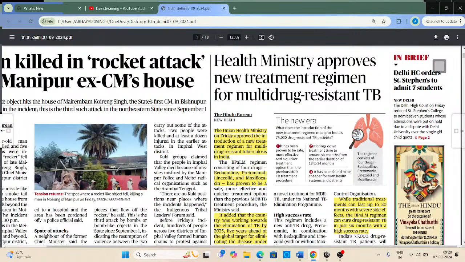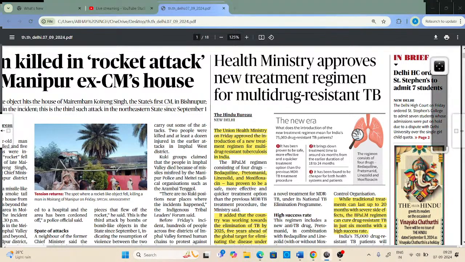Recently we have discussed one article where we talked about the new multi-drug resistant TB drug, the BPaLM regimen. So recently the health ministry has approved the new treatment regimen for multi-drug resistant TB. Before going into this particular article, we have to understand the meaning of multi-drug resistant TB. What do we understand by this multi-drug resistant TB?